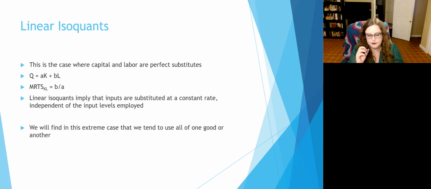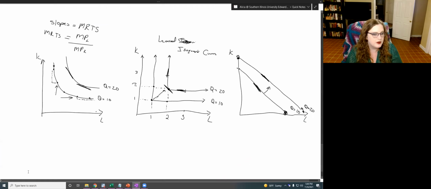So those are the two extreme cases, and then let's go back to the idea of Cobb-Douglas at the end of that. So linear isoquants. This is the case where capital and labor are perfect substitutes for one another. Let's go back to OneNote. In this case, this is our Cobb-Douglas production function, right? Q is equal to some amount of capital, K to the alpha, times some amount of labor, L to the 1 minus alpha, where the exponents add up to 1, right?